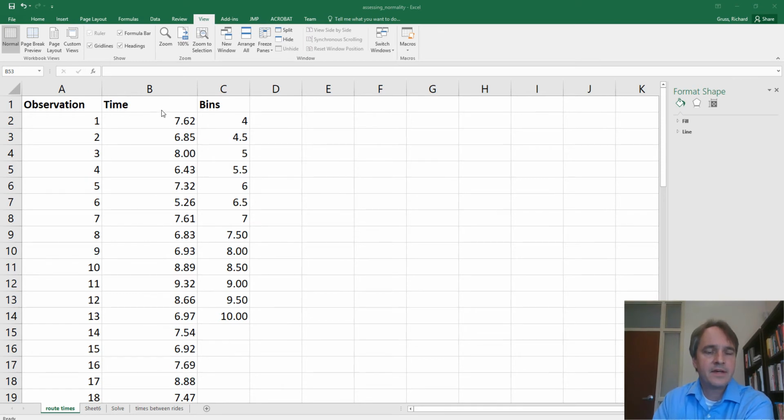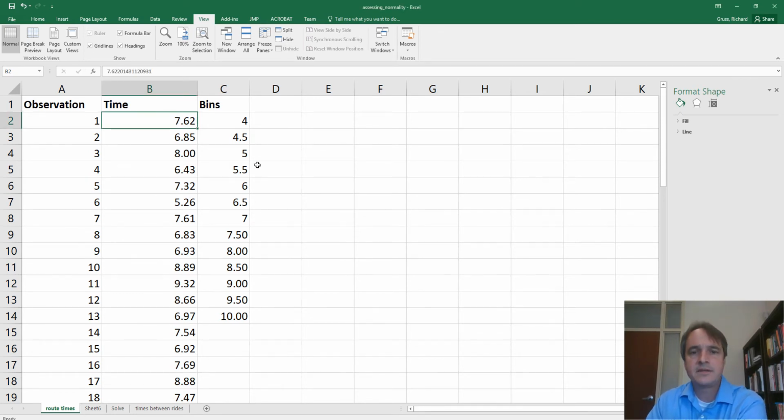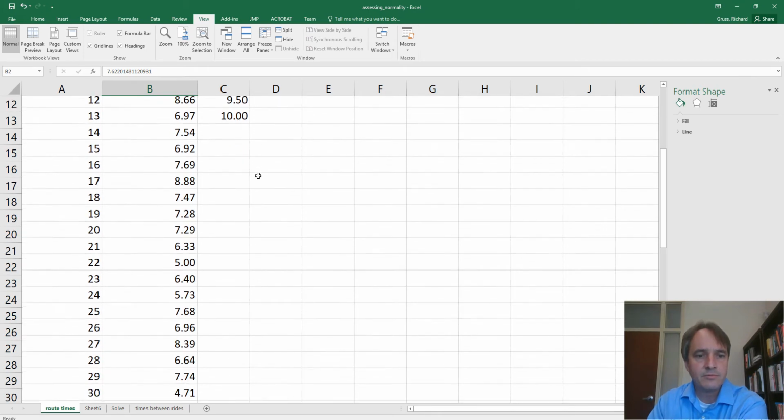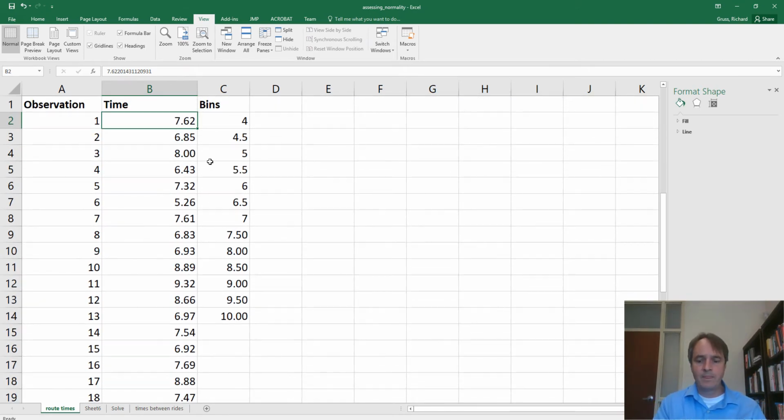Okay, so I've got here, these are delivery times. We could say that this is like UPS, times to complete a delivery route. And notice these are not discrete data because time is a continuous variable. And we see that we have fractional values here, and these are hours. So we've got the observation number and then the time it took to complete that daily route. So this is 7 hours and 62 hundredths of an hour. So this isn't actually base 60. This is not minutes. So this is actually 62 hundredths of an hour.